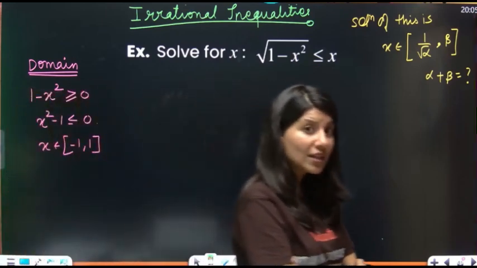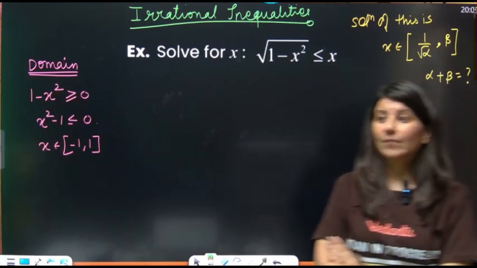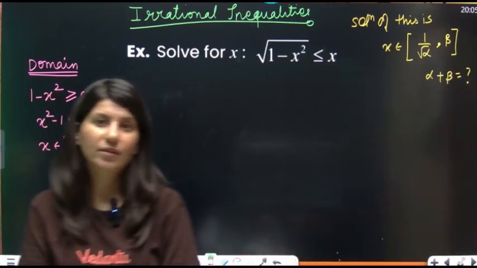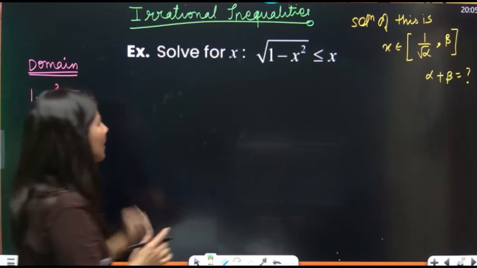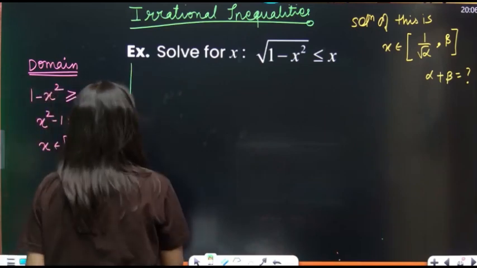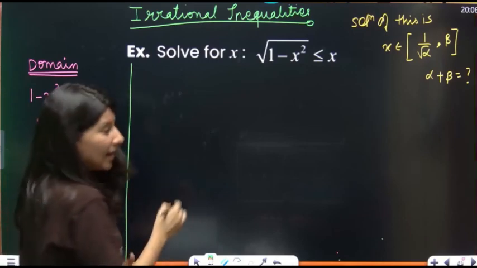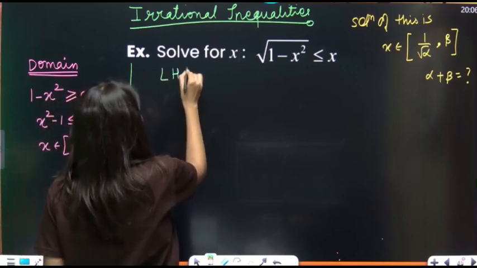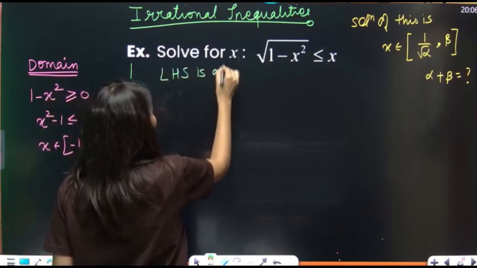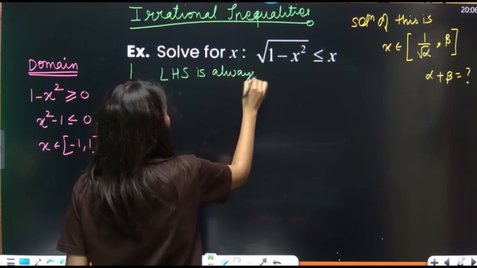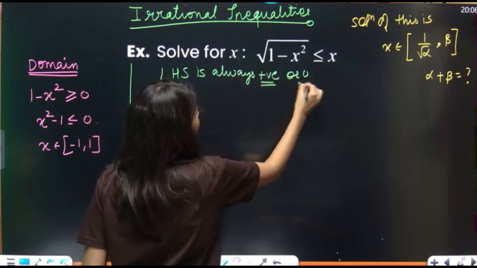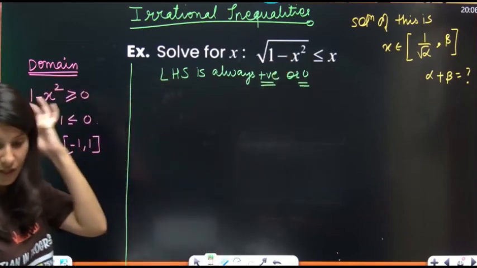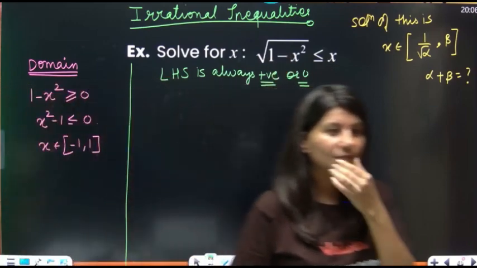Squaring is not allowed if both sides are not positive. If both sides are positive, then it's fine. Although the left hand side, let me just write down whatever details I know. LHS, can you tell me, is it always positive? Yes or no? It can either be positive or 0. Square root can never be negative, right?